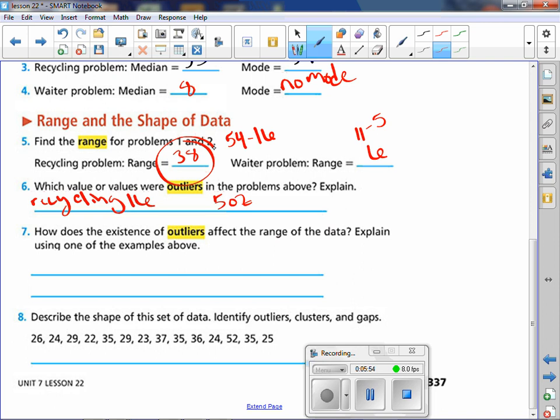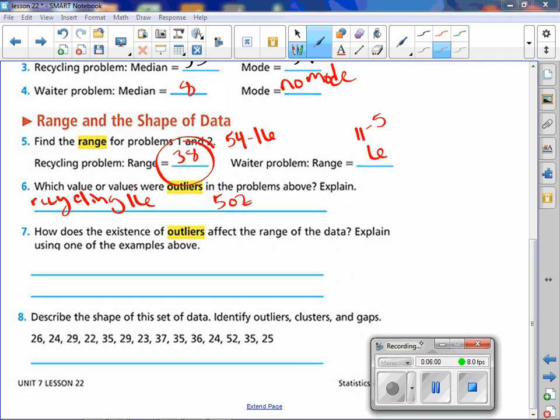Okay, so describe the shape of this data set and outliers and any gaps in clusters. Okay, this is something I'm going to expect you to be able to come back and talk about when we come back. Okay, and I'm going to move on. So I want you to do this one for class.